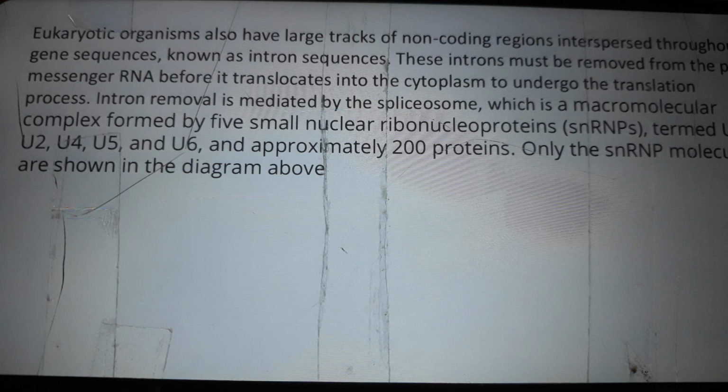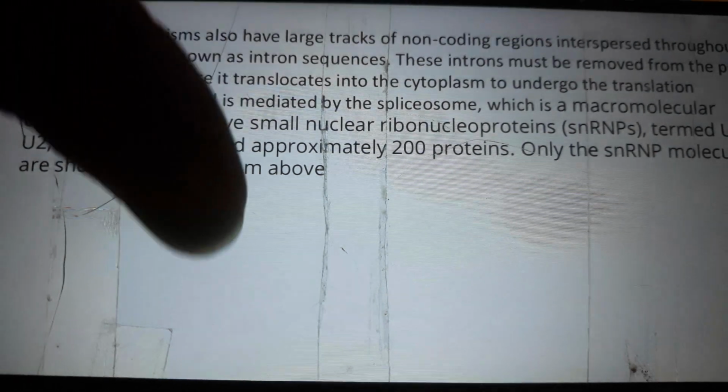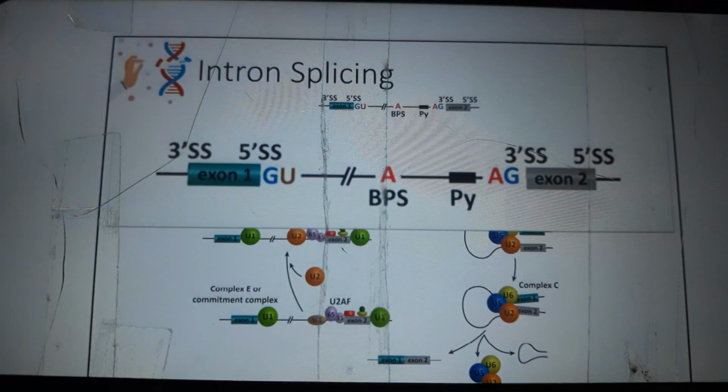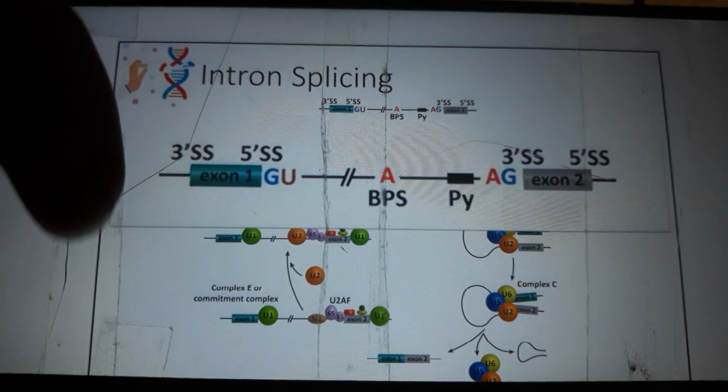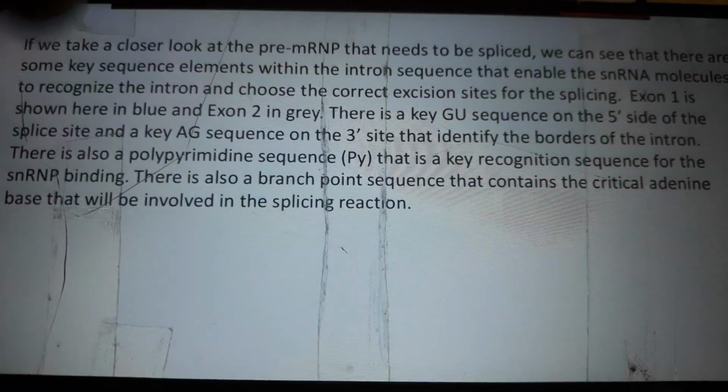Intron removal is mediated by the spliceosome, which is a macromolecular complex formed by 5 small nuclear ribonucleoproteins, snRNPs, termed U1, U2, U4, U5, and U6, and approximately 200 proteins. Only the snRNP molecules are shown in the diagram above. We have the intron splicing diagram here, right? Please take screenshots and make notes.